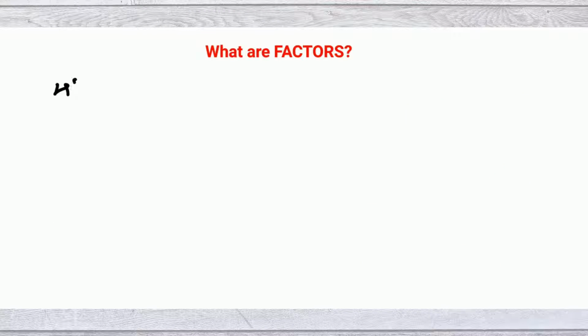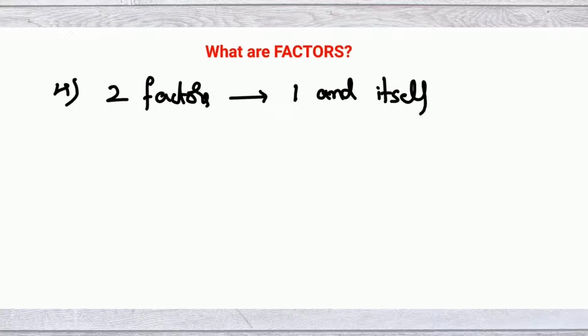Now the fourth point is every number other than 1 has at least 2 factors. What are those factors? Number 1 and the number itself. Any number multiplied by 1 will give you the given number. So, in this case, 1 is a factor and the number itself is a factor. This is true for any number.